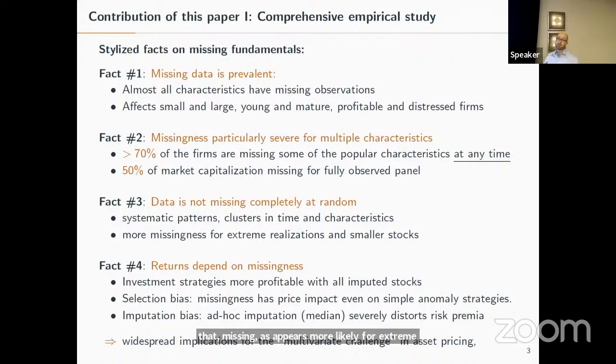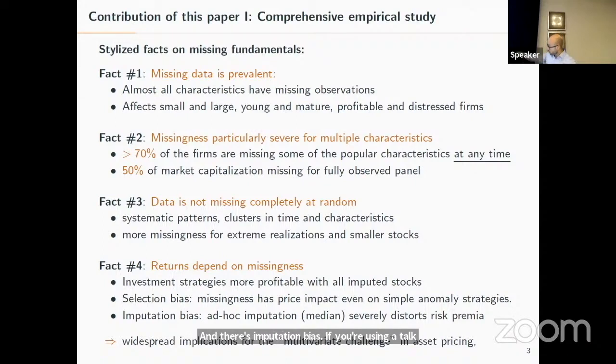Fourth, it matters for returns, how we deal with missingness. So investment strategies will be more profitable out of sample if we include all stocks. We show that there's a selection bias. So if we only take the subset of companies that has everything observed, we will get biased estimates and we will get worse results with asset pricing metrics. And there's imputation bias if you use an ad-hoc method like a median imputation. You will get distorted estimates for risk premia, for example.